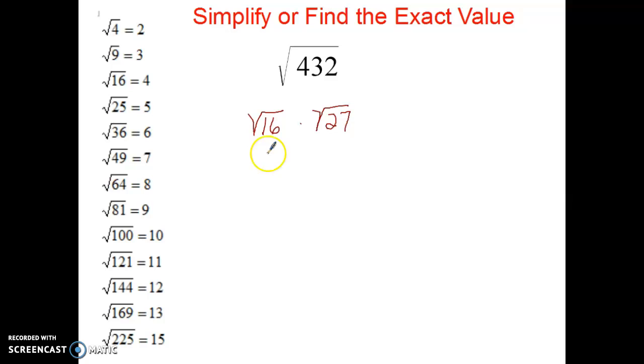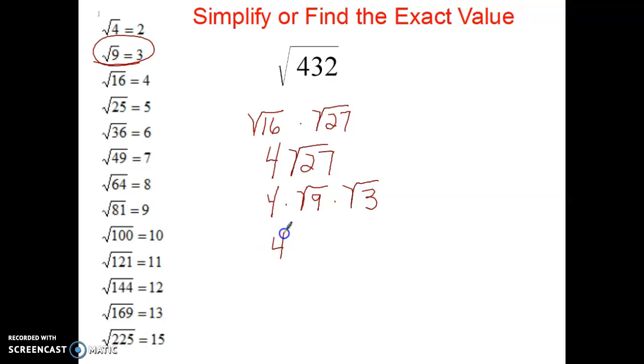The square root of 16 can be changed into the whole number 4. But once again, I need to figure out if square root of 27 is actually simplified. And it's not, because 9 is a factor of 27. So my final simplified answer for this one would be 12 square roots of 3.